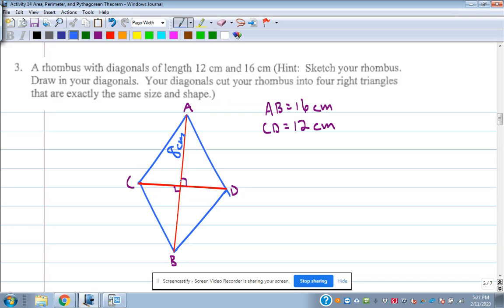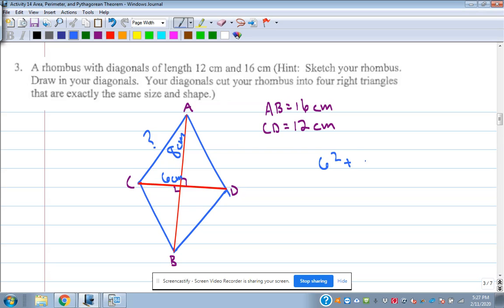And from C to the center is half of 12, which is 6. We're going to need that to find the perimeter, because now all we got to do is do Pythagorean Theorem to find how long our sides are. If we find one of them, we got the rest of them, right? Because they're all the same.